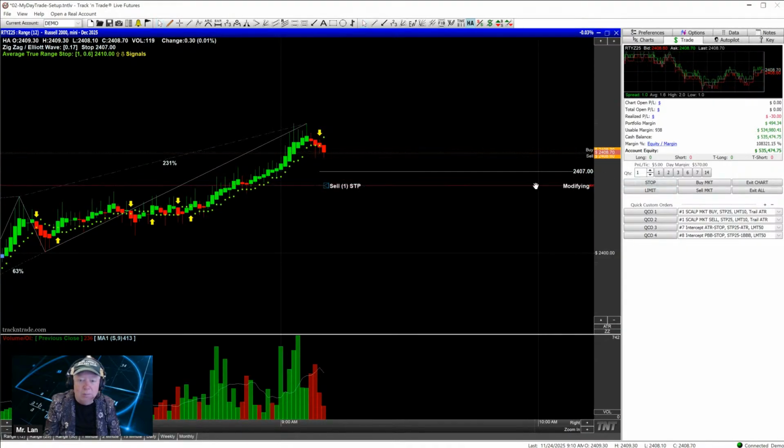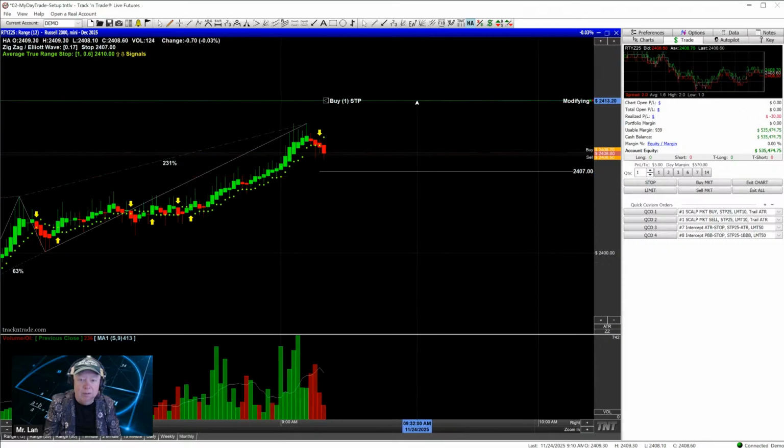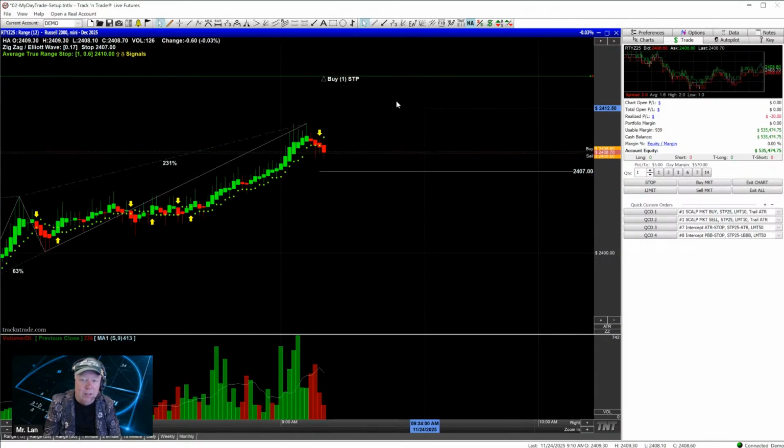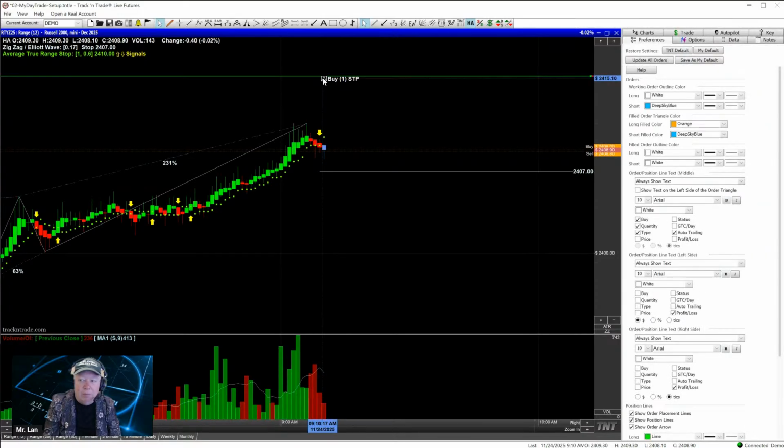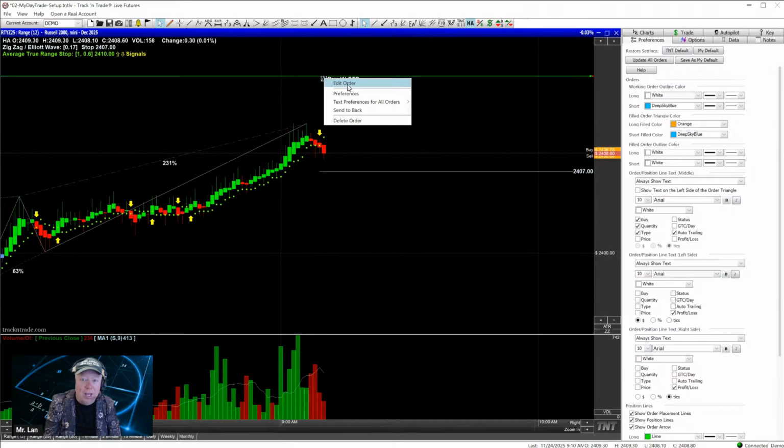We're going to stop, and we're going to come up here above the market. I just throw it up here anywhere. It doesn't matter. Just throw it up there, and if I right-click on it and say go to the preferences, oh, not preferences. That changes the colors and stuff like that. I'm going to right-click and go to edit the order.